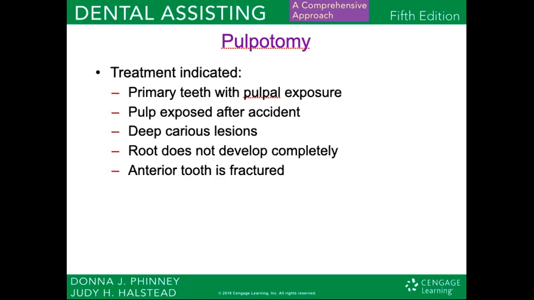So pulpotomy is indicated for primary teeth that have a pulpal exposure. Again, primary teeth are baby teeth. It is also indicated if a pulp is exposed after an accident, if there are deep carious lesions, or in other words, deep decay or deep cavities that got to the pulp, or if the root does not develop completely and or the anterior tooth is fractured.